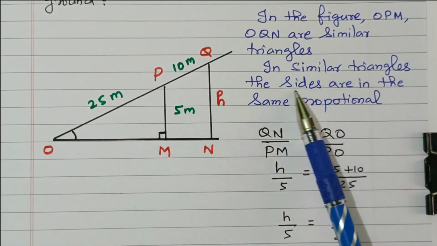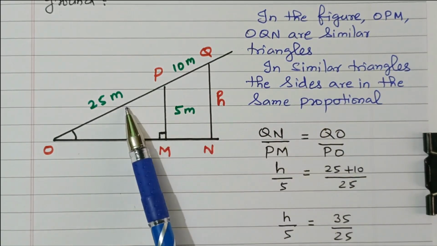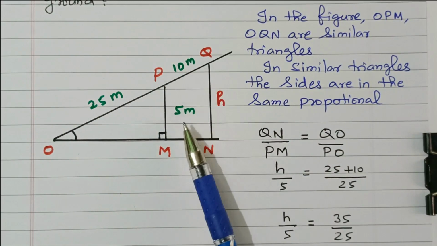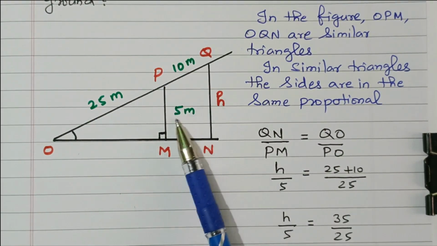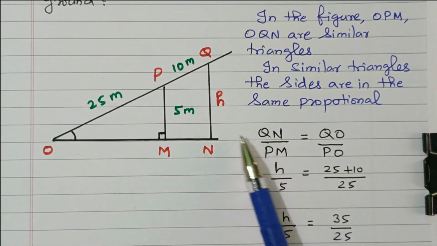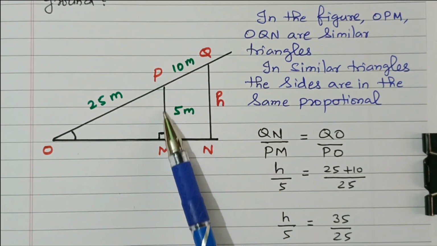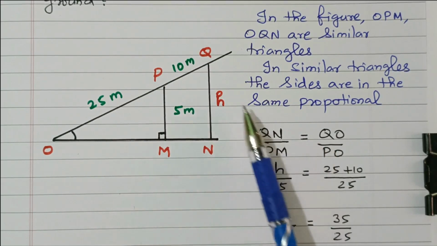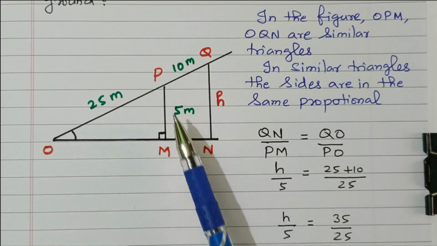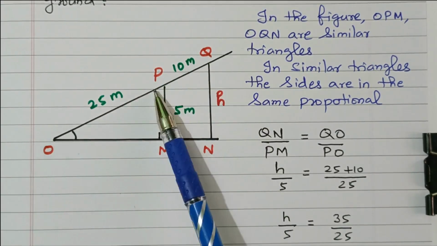In similar triangles, the sides are proportional. Similar triangles mean the heights are also proportionate. Here the height is increased by extending 10 meter. So already this height is given. These two will be proportionate. So based on the property, we can write that QN, which is what we need, the height, divided by PM, the height already available, is equal to OQ divided by OP. So QN divided by PM is equal to OQ divided by OP.